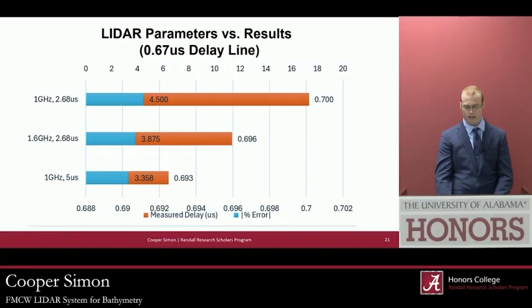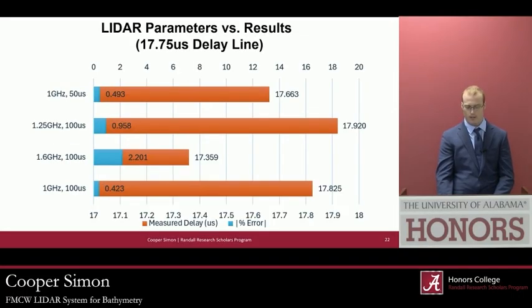So here is a graph of the results of testing the 0.67 microsecond delay line. The orange is the measured delay using the LIDAR, and the blue is the measured error. And the scale for the measured error is consistent with the next graph, which shows the much, much lower proportional error for the longer delay line compared to the shorter one.